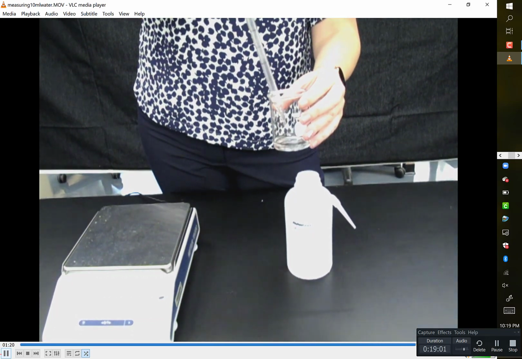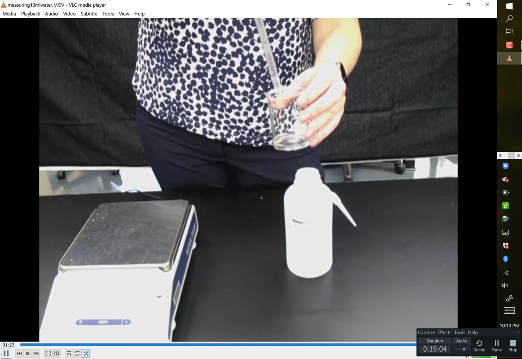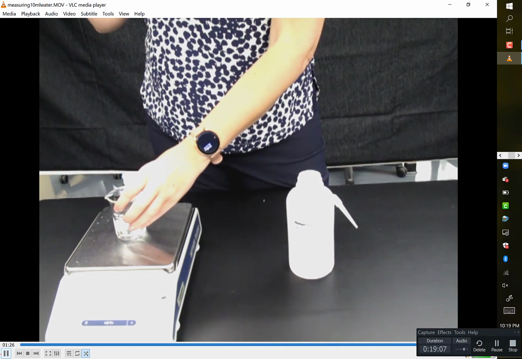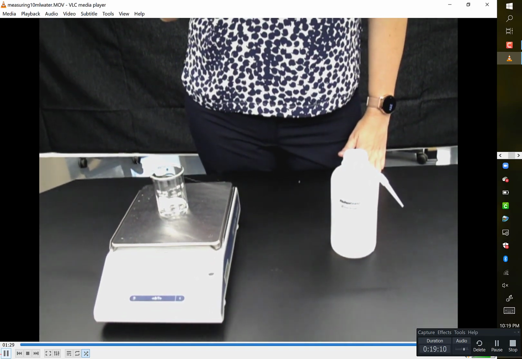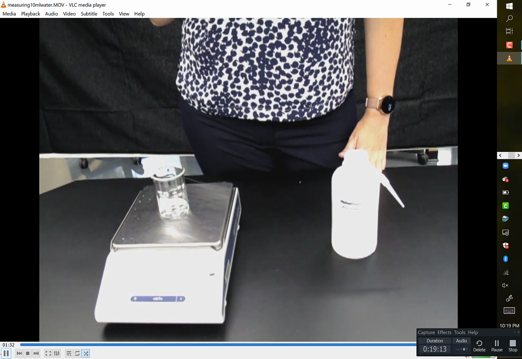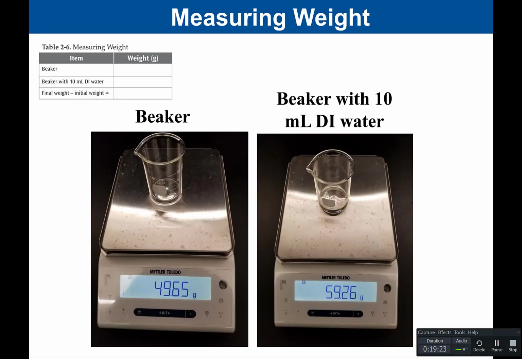trying to get all of the liquid out of the serological pipette. And we're going to put this on the scale, and we're going to re-record the weight of the water and the beaker. So now you're going to fill in this data in table 2-6. Notice that there's a place to put the weight of the beaker alone, and you can see the picture on the left. The beaker on its own has a weight of 49.65 grams. Then when the 10 milliliters of water was added to the beaker, now the weight has gone up to 59.26.